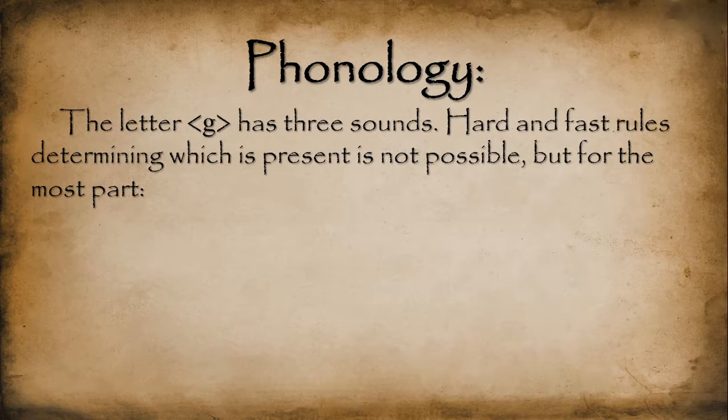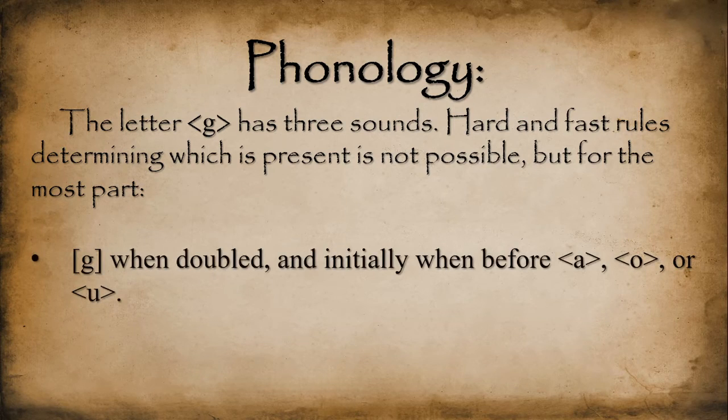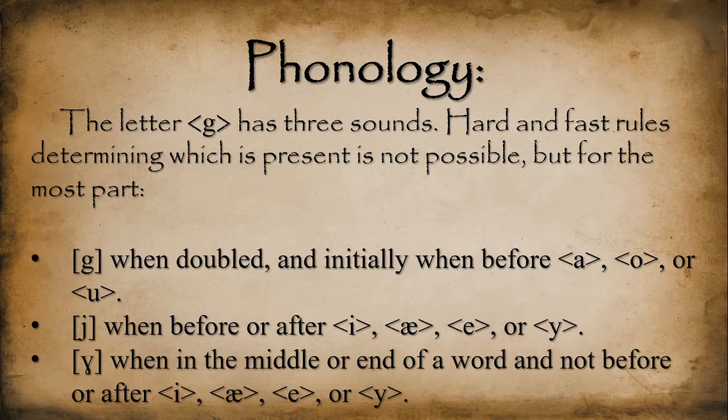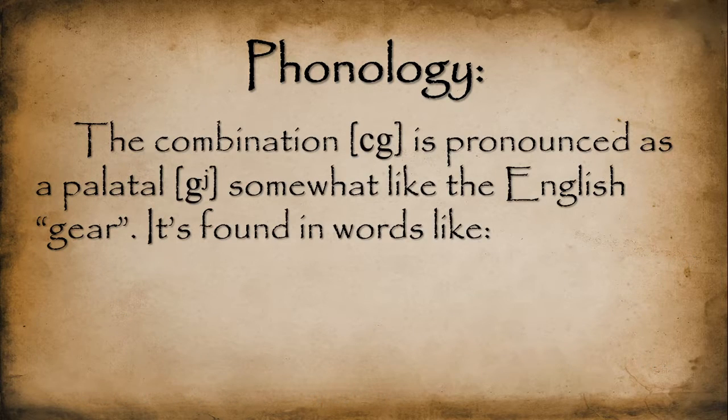The letter G has three sounds. Hard and fast rules determining which is present is not possible, but for the most part, G when doubled and initially when before A, O, or U, Ya when before or after I, ash, E, or Y, and Ra when in the middle or end of a word and not before or after I, ash, E, or Y. The combination CG is pronounced as a palatal gya, something like the English gear.